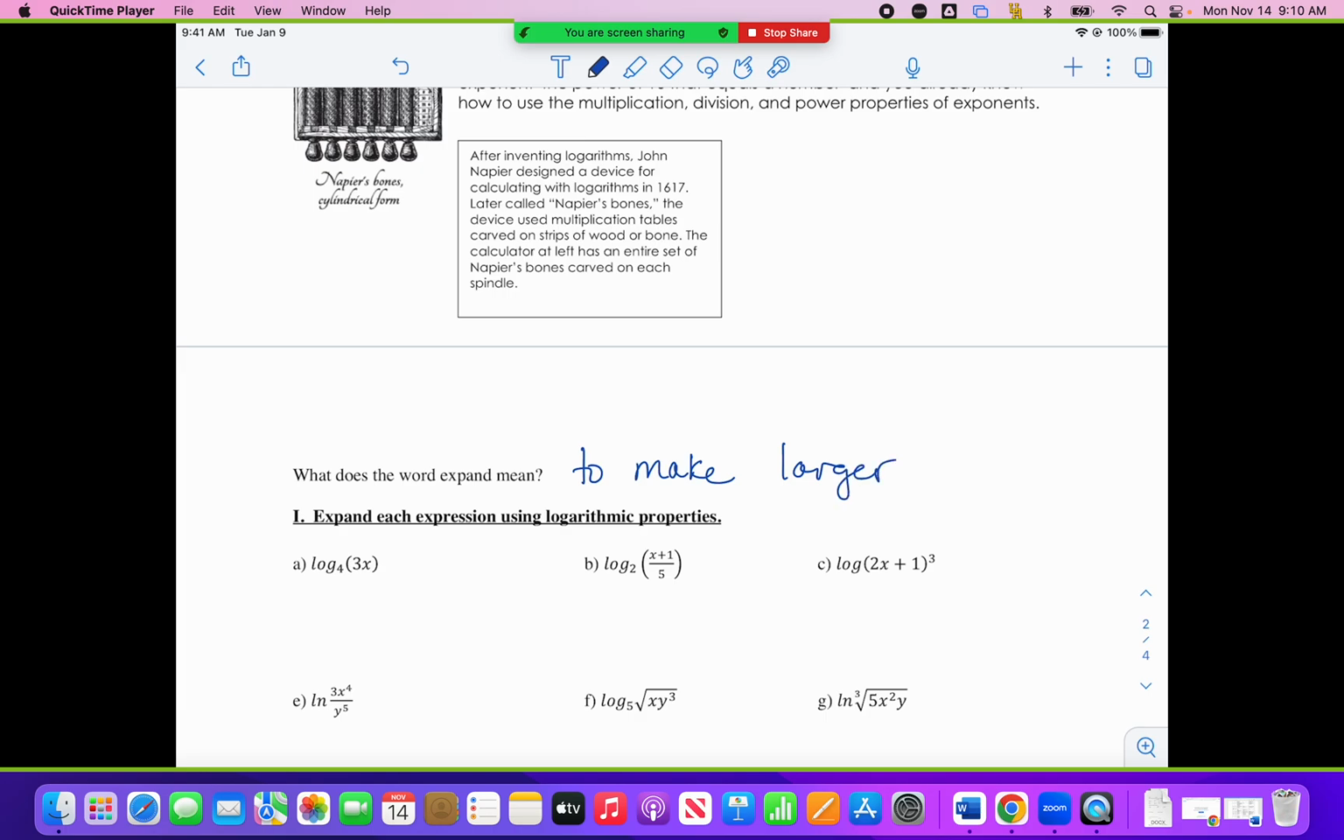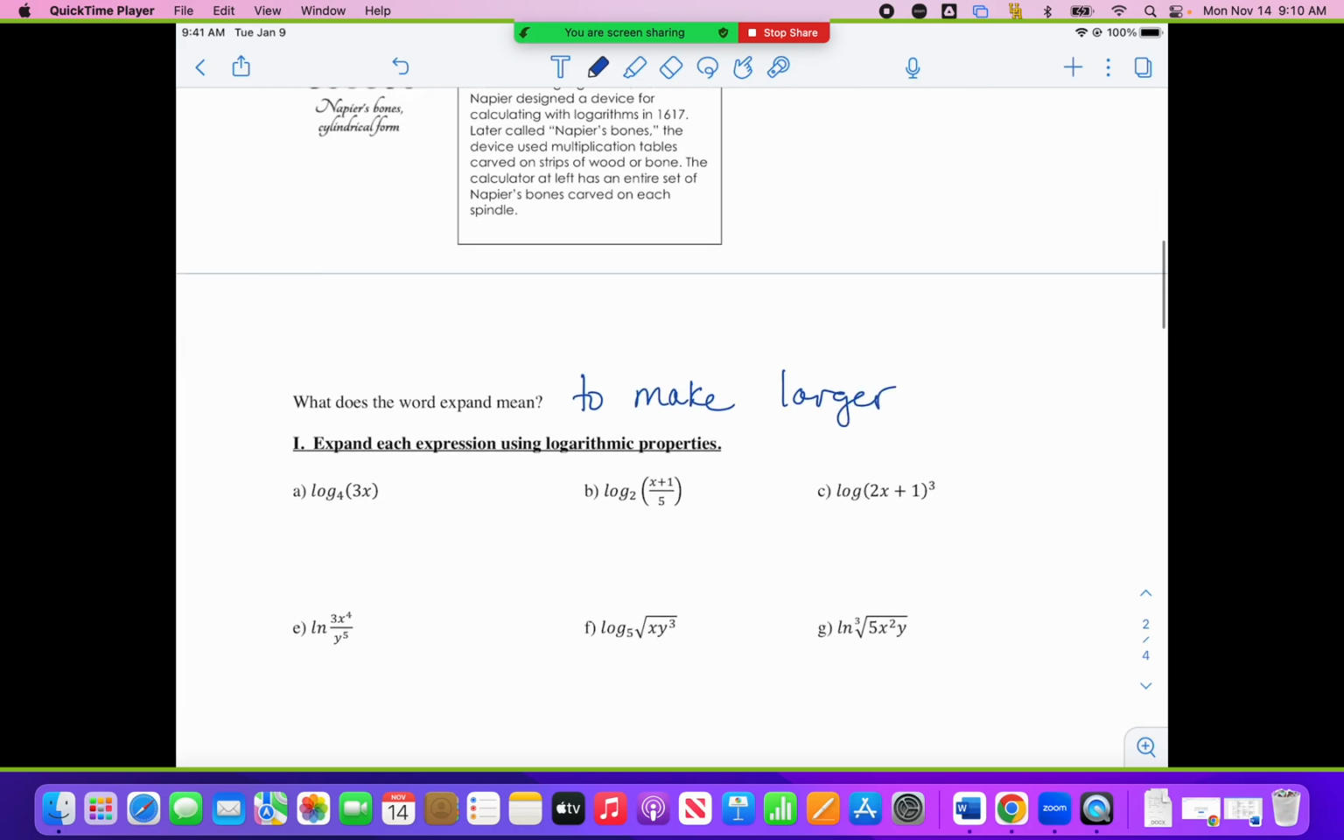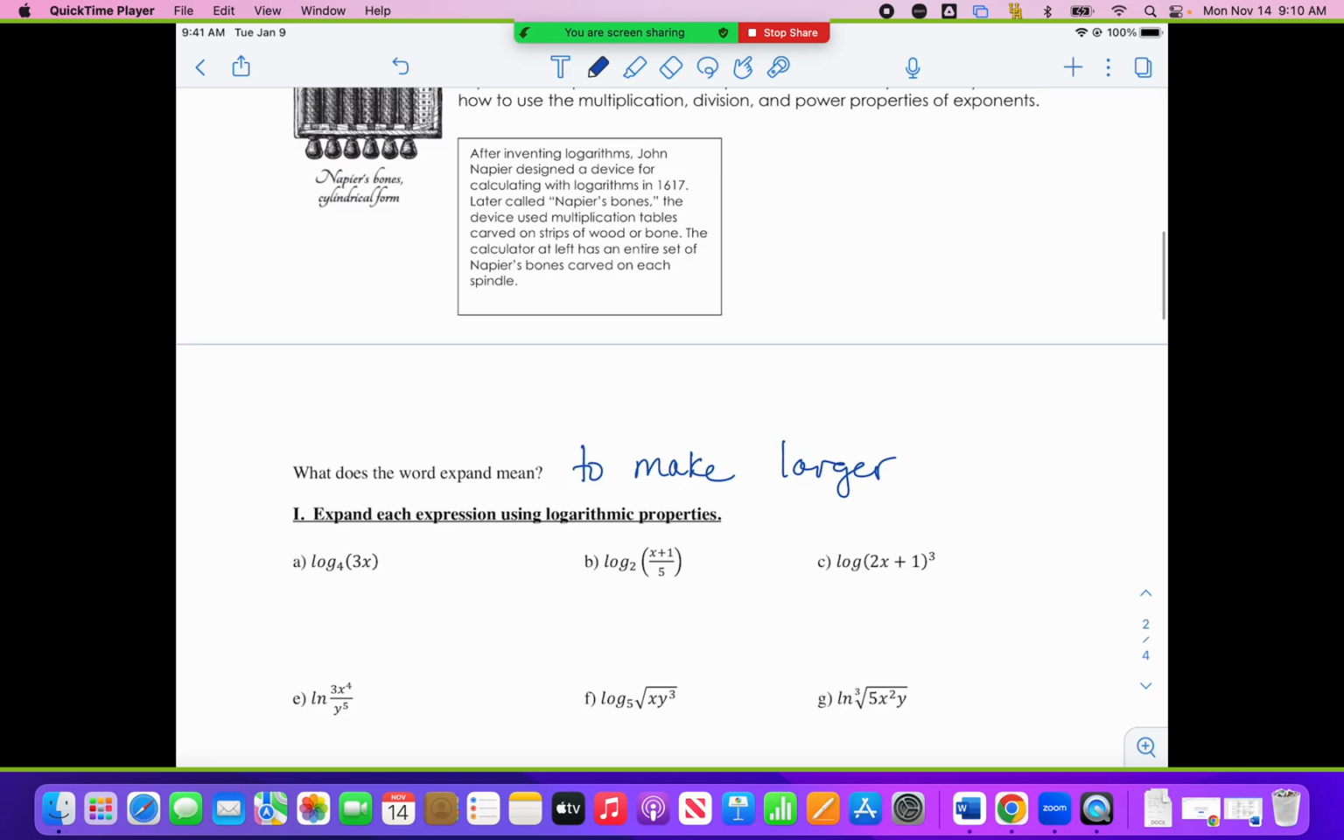To make larger, to make bigger. All right, so here's what I want you to do. Above this, we have some space. And we're going to write these down just because it's going to help us to remember them. If I have log base b of x times y, this equals the log base b of x plus the log base b of y.